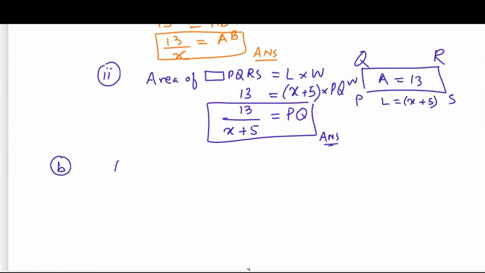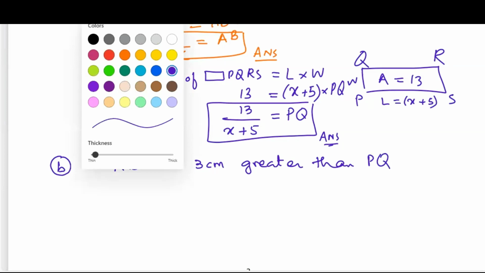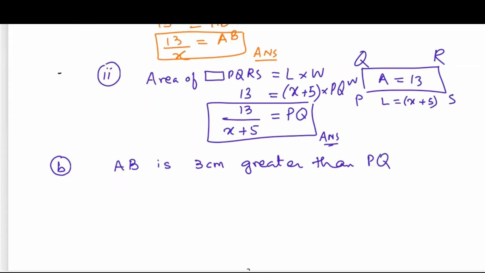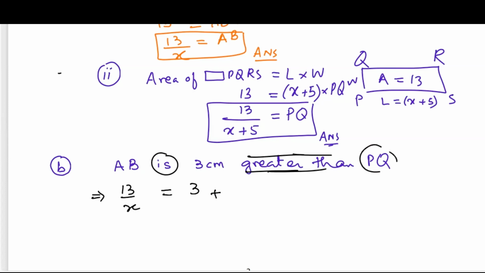The sentence was AB is 3 centimeter greater than PQ. So write down an equation from this information. AB is 13 over x. Is means the equal sign, equals 3 greater than, more than. It means you add 3 with the PQ. The PQ is 13 over x plus 5.